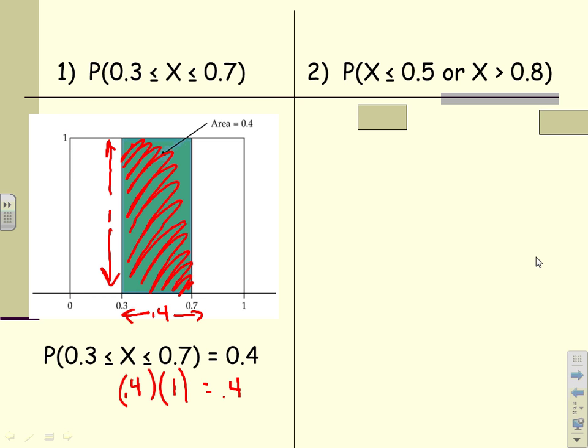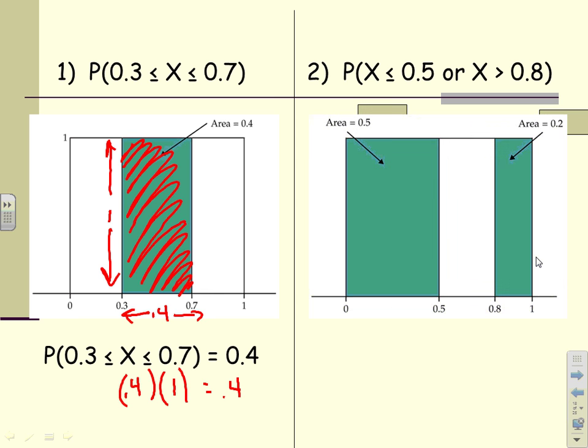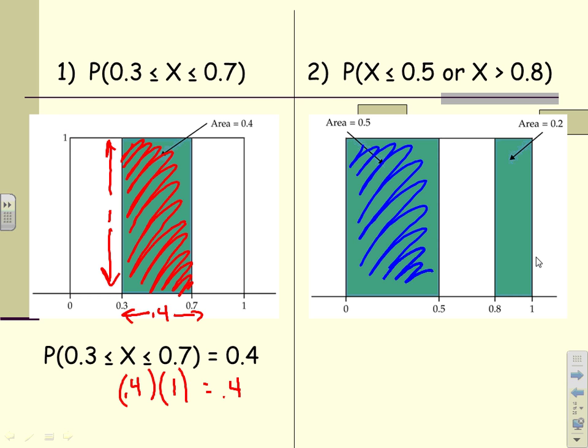Now, that being an and compound inequality, if you remember your algebra, number 2 is not an and, it's an or. And if we look at that, okay, well, no big deal. We're looking at the probability that x is less than 0.5. So that's this area here. Or greater than 0.8. So we're just going to find these two probabilities and add them together.